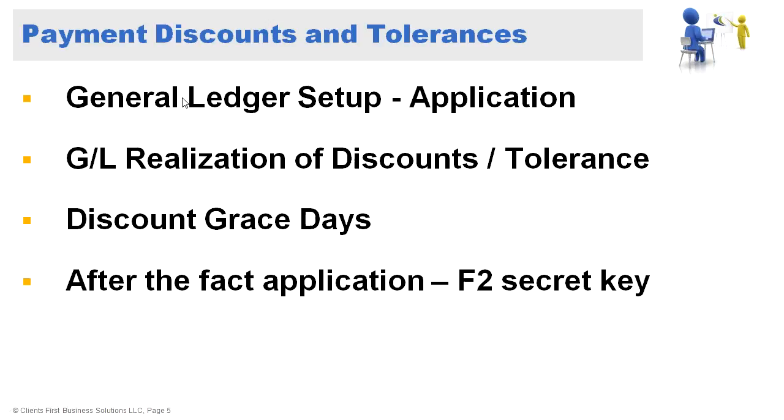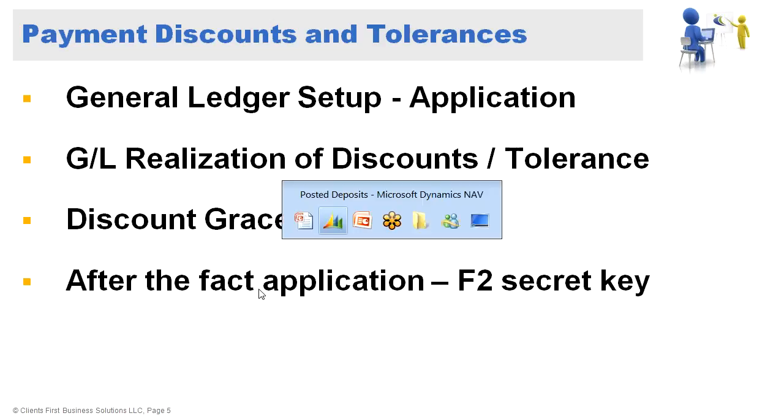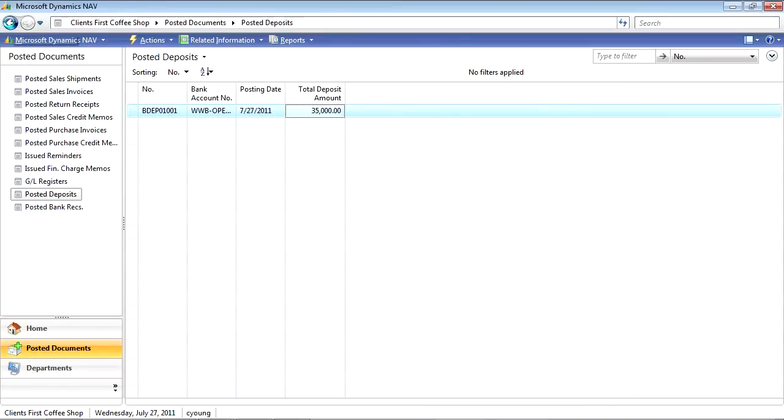Payment discounts and tolerances are certainly a big part of cash application. They are generated from the GL setup on the Application FastTab, where we choose the rules for payment tolerances and for payment discounts, as well as discount grace days. The GL posting system setups will determine where discounts and where tolerances go. We can also enter the information after the fact by just choosing it to do an application, if perhaps a discount was forgotten or a tolerance was not granted. Let's take a look at that from a setup perspective.